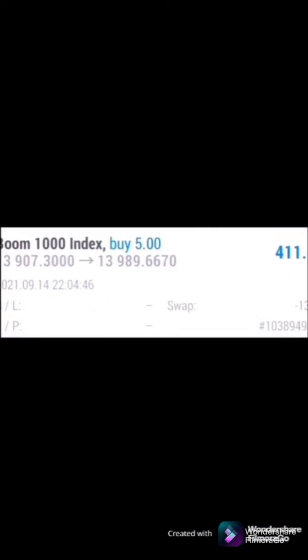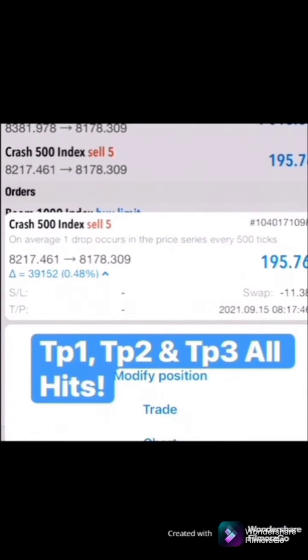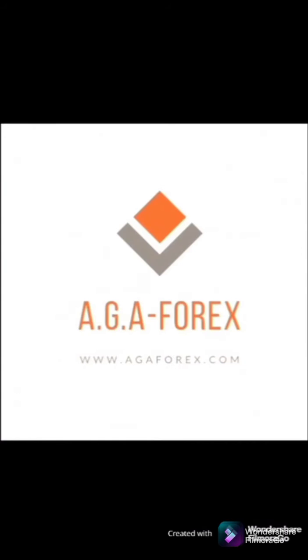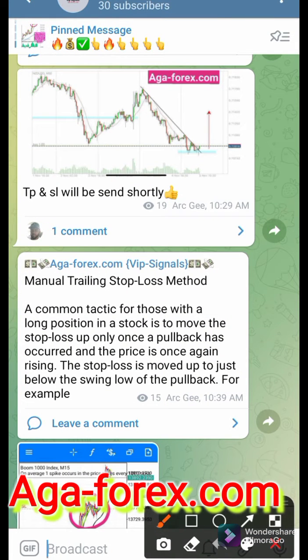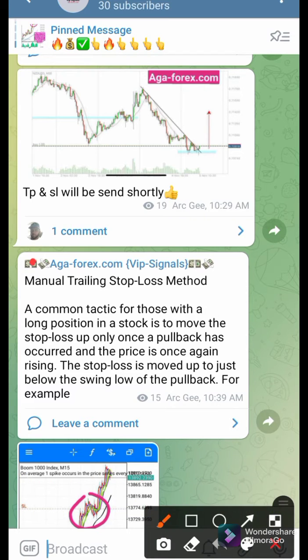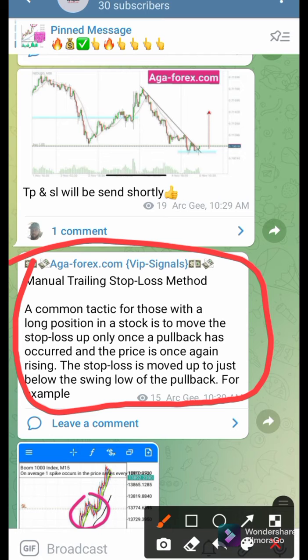I'm very sure that with a good trading plan, a good strategy, and also a good trading system, you will be able to excel in the forex market. Our topic for today is manual stop loss. The Boom and Crash trailing stop loss strategy is a special strategy that you can use as a day trader, a scalping trader, or a swing trader, to always move your stop loss manually.